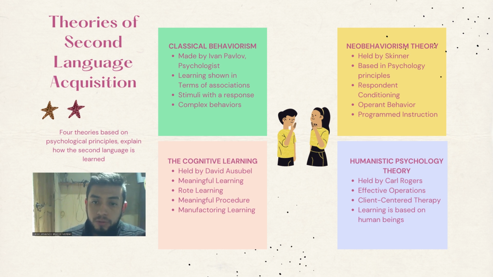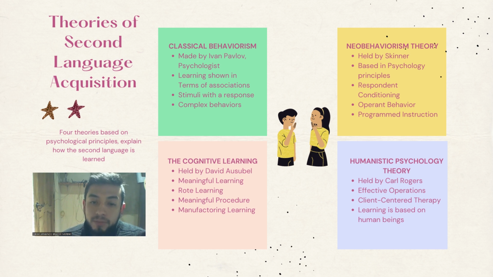Theories of second language acquisition. There are four theories of second language acquisition, which are based on psychological principles of how the second language is learned. The first theory is called classical behaviorism. In this theory, it is held that any kind of learning is shown in terms of associations, which are the result of a stimulus with a response.